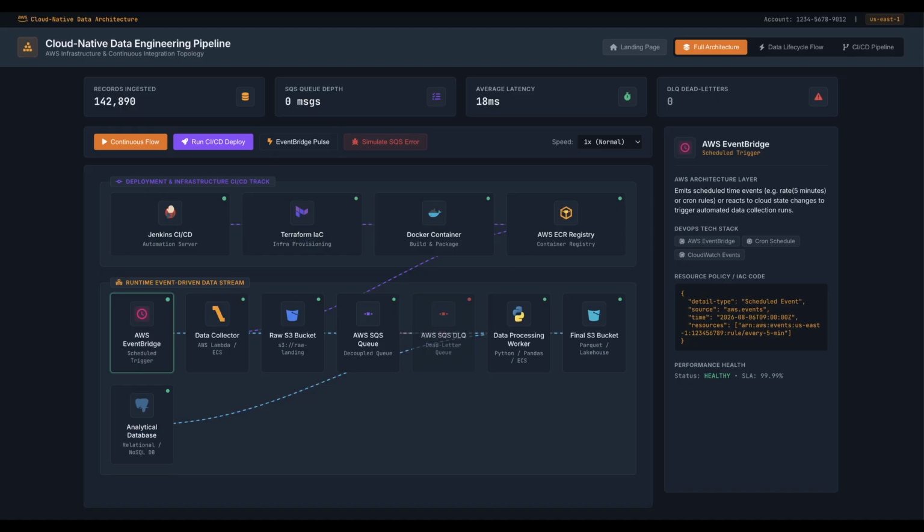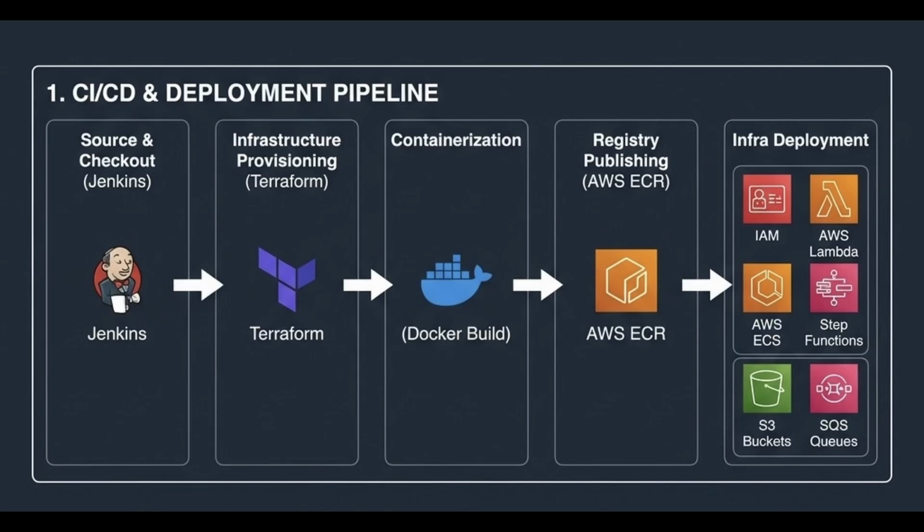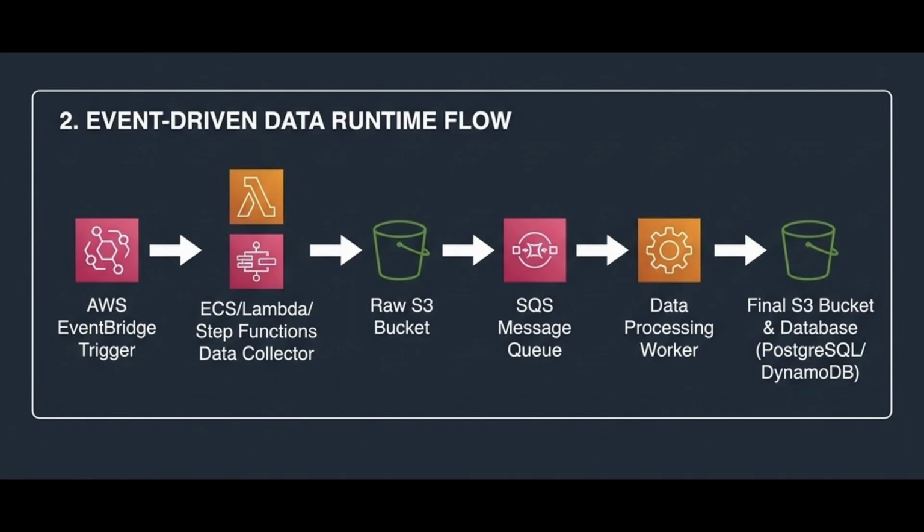Welcome to the second video of the series. In the last video, we discussed the complete architecture and the two different flows which we are going to use. The first one was the CI/CD and deployment pipeline, where we have all the tools being used to deploy the required resources. And the second flow was the actual event-driven flow, which is basically a combination of AWS services, right?